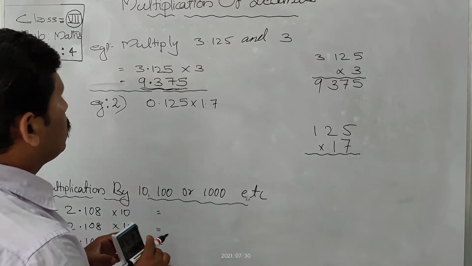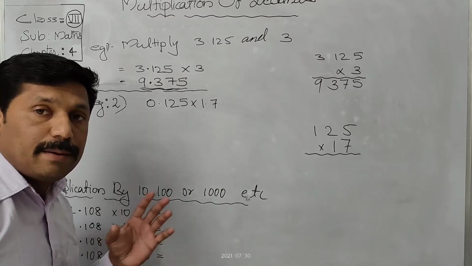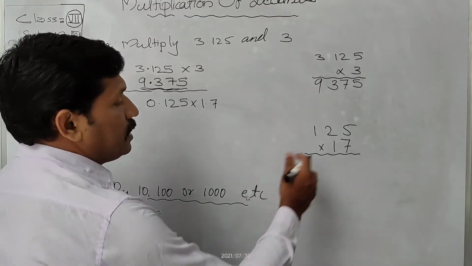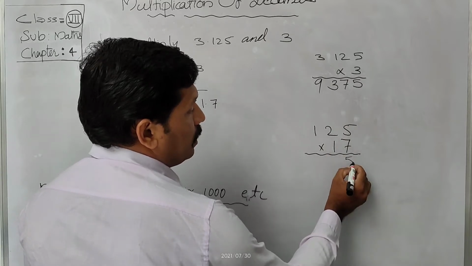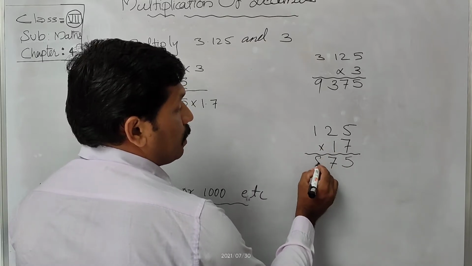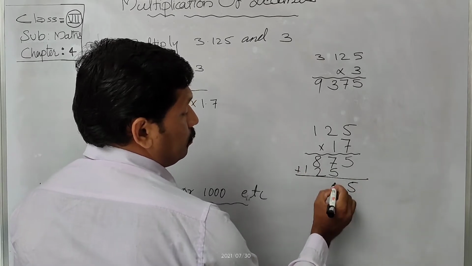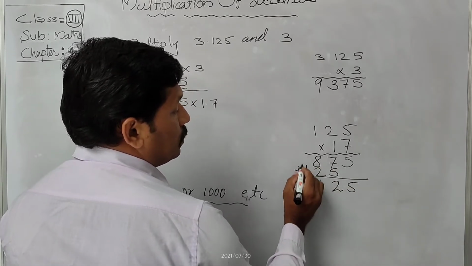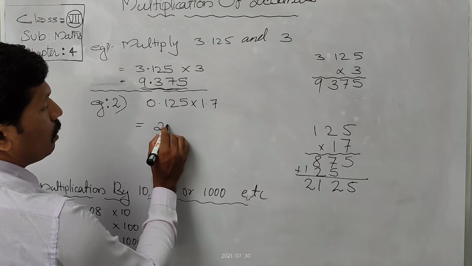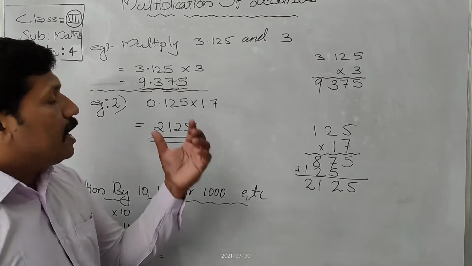Let us go to another example, example 2. Here, a decimal number by another decimal number. Here also the method is the same. We ignore the decimal points in both the multiplier and multiplicand, write them down, and then multiply. 7 5s are 35, remainder 3; 7 2s are 14, plus 3 is 17, remainder 1; and 7 1s are 7, plus 1 is 8. Then 1 5 is 5, 1 2 is 2, and 1 1 is 1. Then we add, and when we multiply we get 2125.